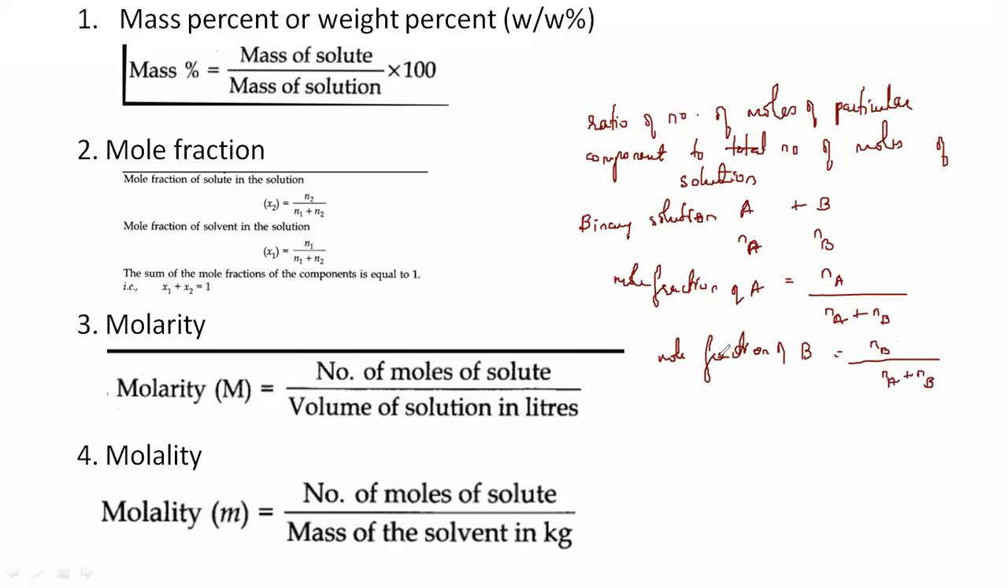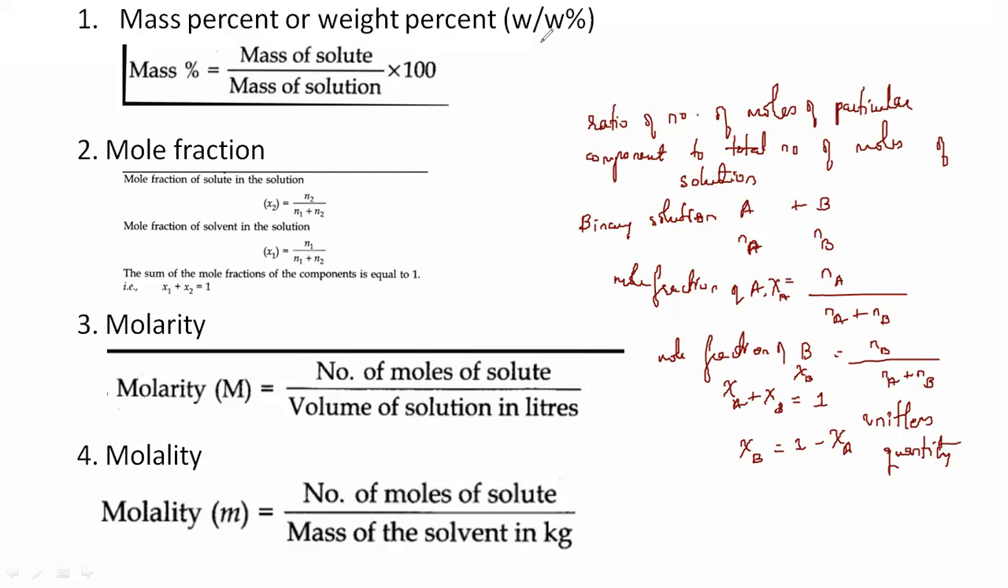Always remember, mole fraction is denoted by this sign. So I can write XA, I can write XB. XA plus XB is always equal to 1. So if you are finding the mole fraction of A, you can find the mole fraction of B, which is equal to 1 minus the mole fraction of A. It is always unity, and it is a unitless quantity. It does not have any units. So this is about mole fraction.